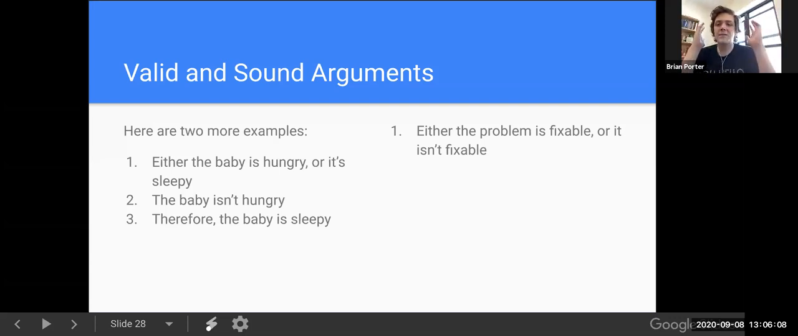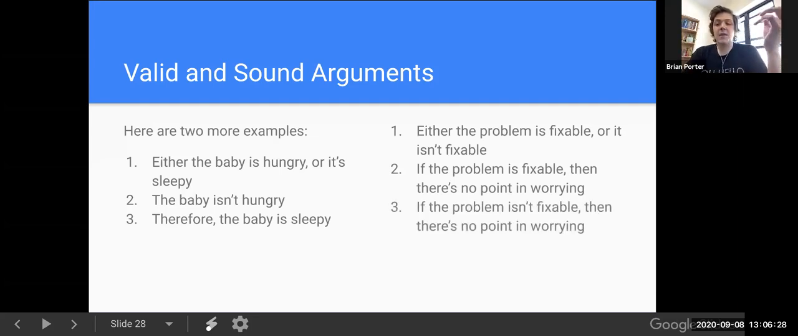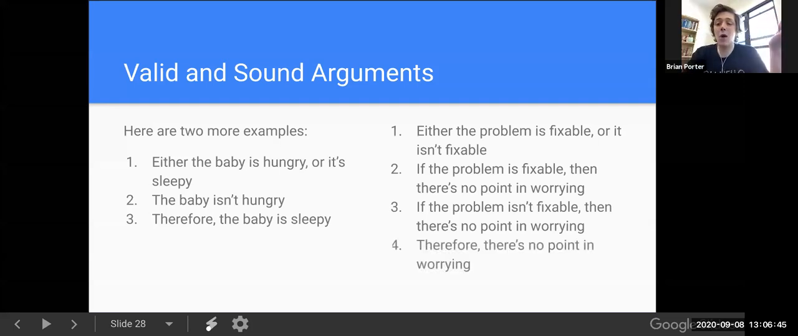So either a problem is fixable, or the problem is not fixable. Right? Those are the two possibilities for every problem. If the problem is fixable, then there's no point in worrying because you can fix it. So why worry about it? If the problem isn't fixable, then there's nothing you can do about it. So there's no reason to worry. Worrying won't help because it's not fixable. So you should stop worrying about it and just move on. Therefore, there's no point in worrying. There's never any point in worrying.